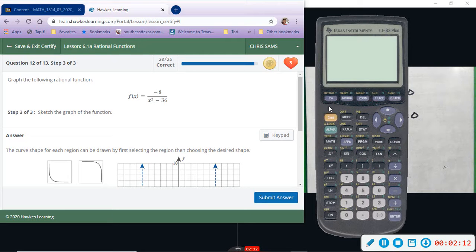So let me get this on, go to y equal, clear out what I have. The top, I'm going to do in parentheses negative 8, and then divided by the bottom, also in parentheses, x squared minus 36, and then graph it. Okay, I forgot I changed my window, so I'm going to go to zoom 6 for my standard viewing window.